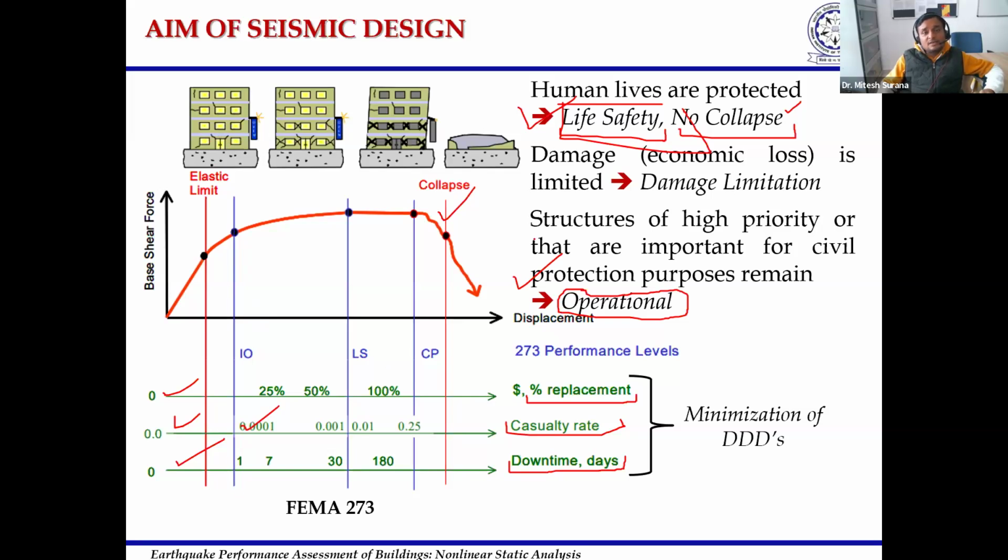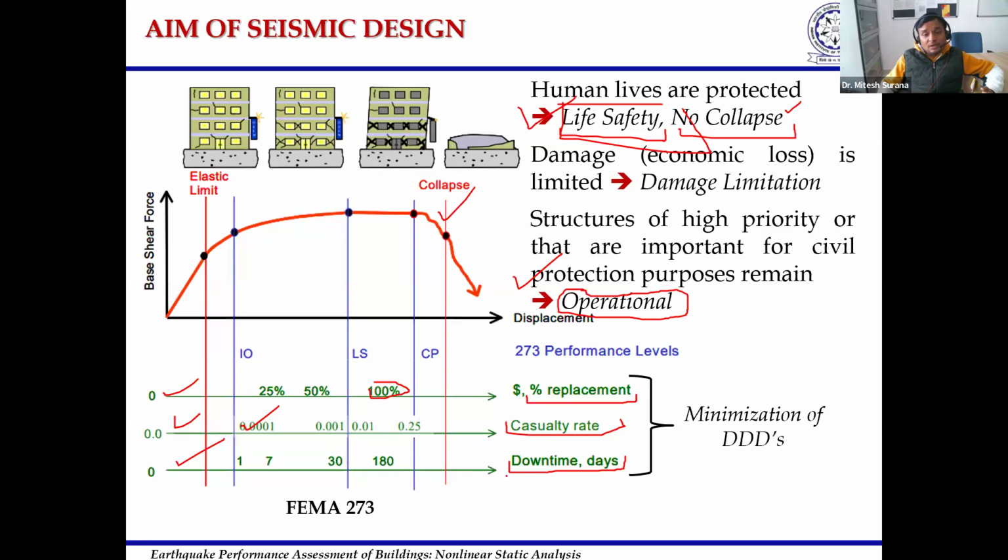See, in contrast, if we go near to collapse prevention or collapse limit state, the building will be at the verge of the collapse. That means we cannot repair that particular building. The building has to be demolished and then reconstructed. So accordingly, near the collapse prevention limit state, I need to invest 100% of the replacement cost. Then casualty rate, because the building will be just at the verge of the collapse, is going to be significantly higher. So 0.25 means that 25% of the occupants may get casualties under this particular limit state.